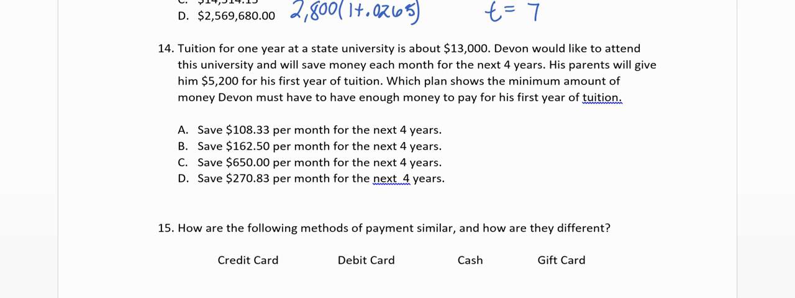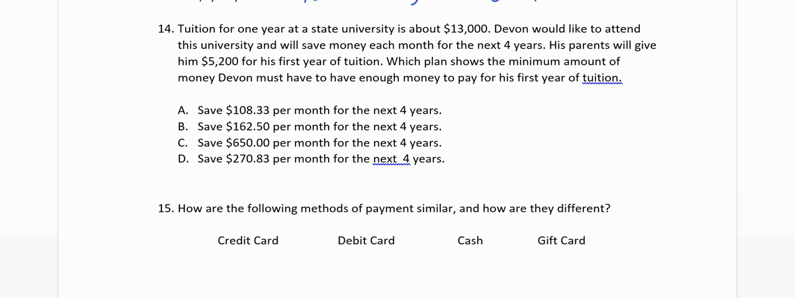Number 14, tuition for 1 year at a state university is about $13,000. Devin would like to attend this university and will save money each month for the next 4 years. His parents will give him $5,200 for his first year of tuition. Which plan shows the minimum amount of money Devin must have to have enough money to pay for his first year of tuition?